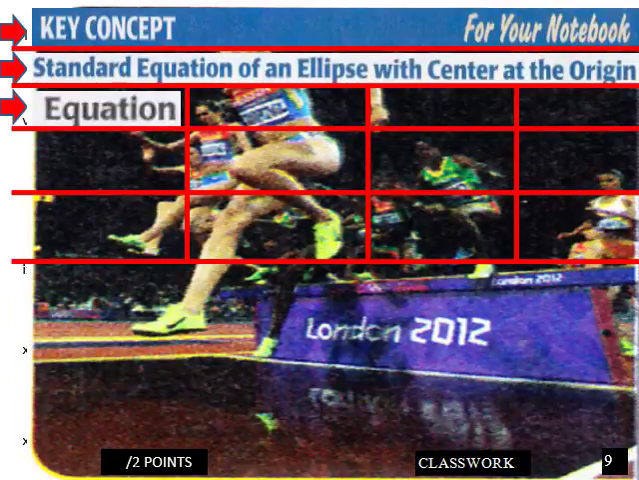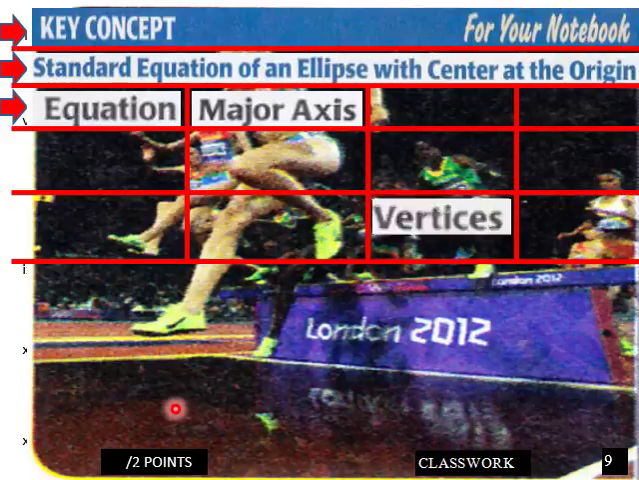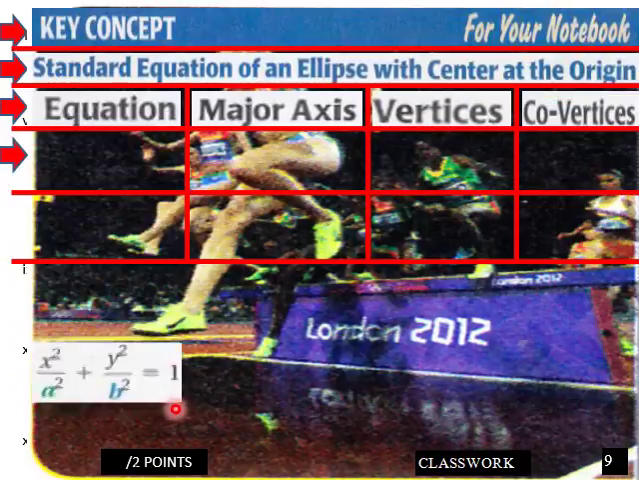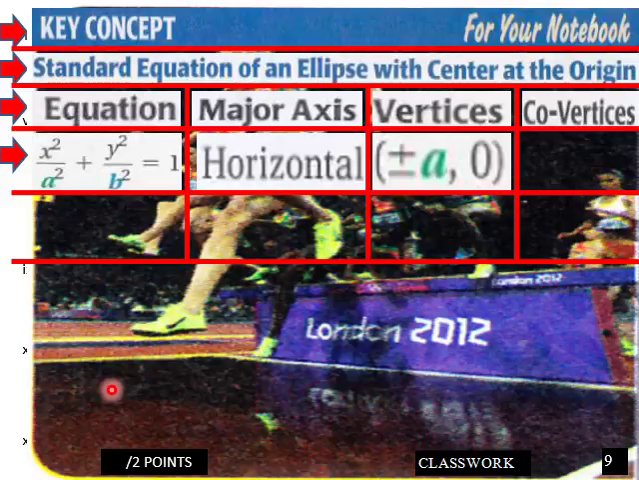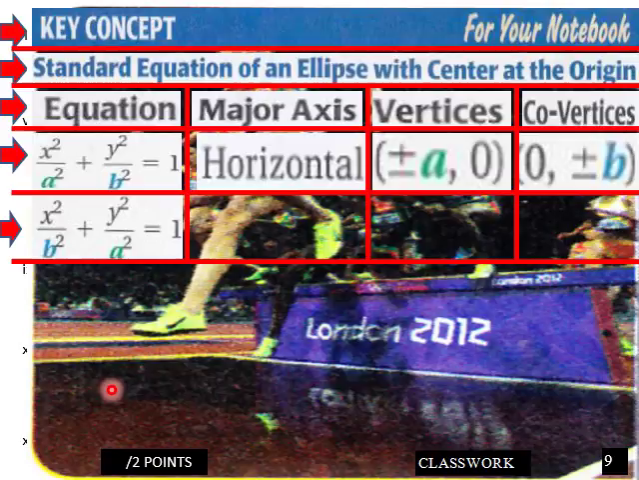Okay, standard equation of an ellipse with center at the origin. This is a class worksheet. So equation, major axis, vertices, co-vertices. So here's our equation here. Major axis will be horizontal, because the x squared is leading the equation, so that means it's a horizontal major axis. The vertices are plus or minus a and co-vertices plus or minus b.